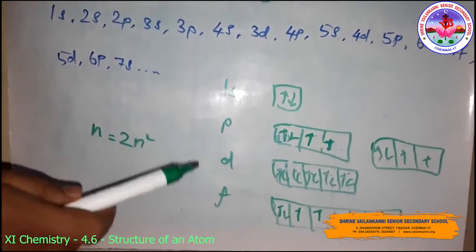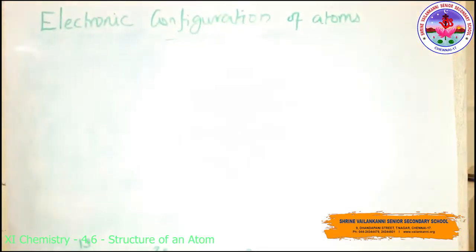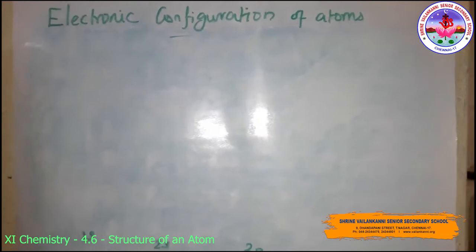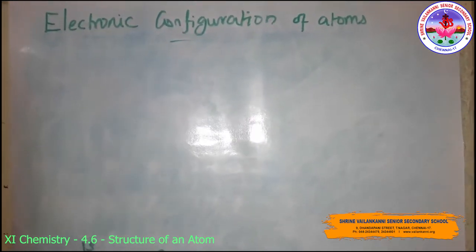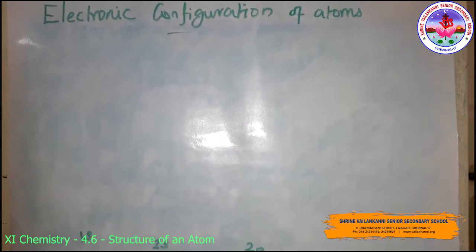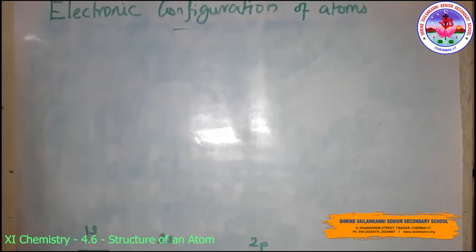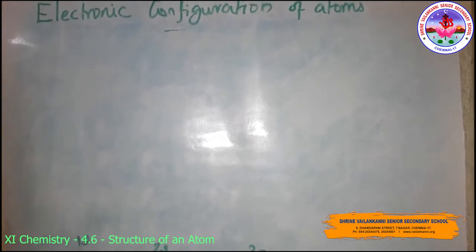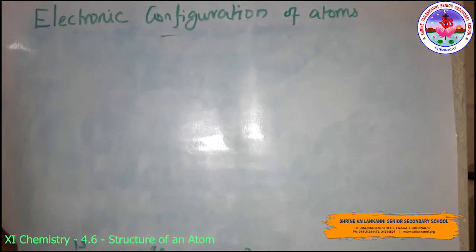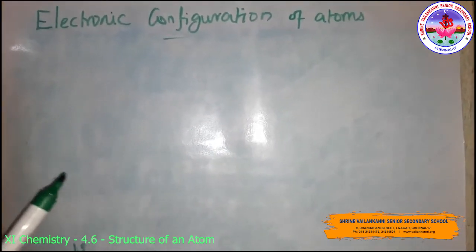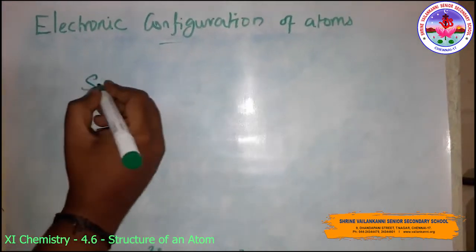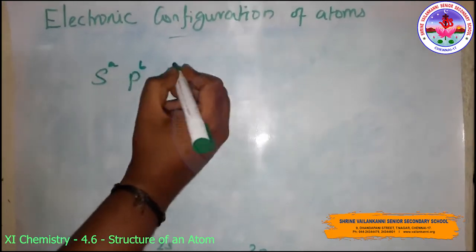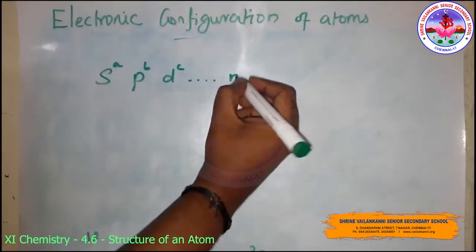Then the electronic configuration of atoms. The distribution of electrons in the orbitals of an atom is called electronic configuration. If one keeps in mind the basic rules which govern the filling of different atomic orbitals, the electronic configuration of different atoms can be written very easily. That is, the electronic configuration of different atoms can be represented in the s^a p^b d^c notation, up to that.